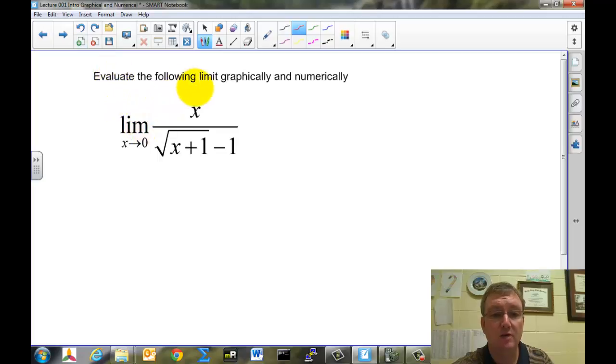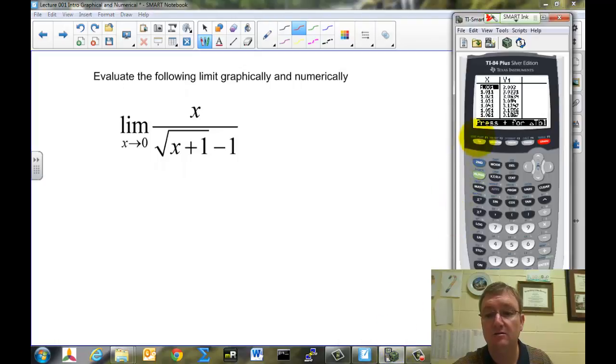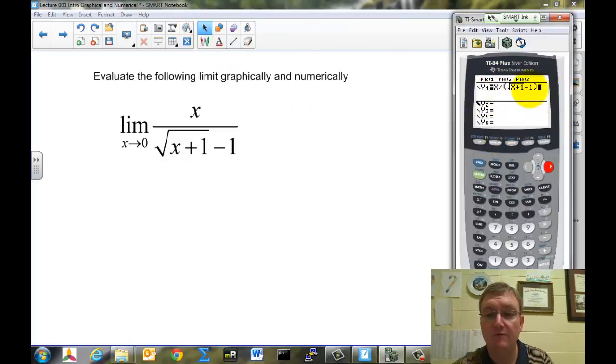Okay, evaluate the following limit graphically and numerically. So let's take out our calculator, and we need to type in this function for our calculator. Okay, I have my function up here: x divided by x plus 1, square root of x plus 1, minus 1. Now I'm going to press graph and look at the graph of it here.